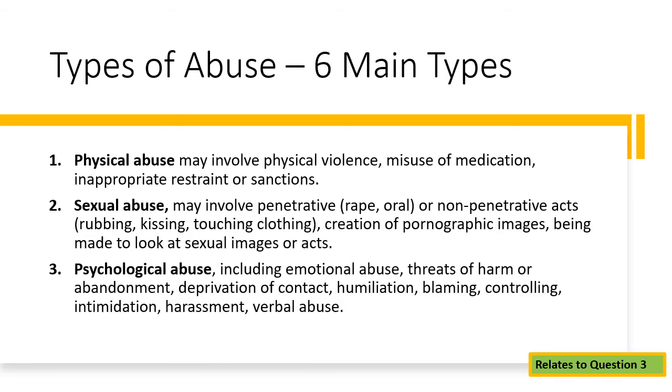So the 6 main types. So number 1 is physical abuse, and this may involve physical violence, misuse of medication, inappropriate restraint or sanctions. Sexual abuse, so this may involve penetrative rape or oral or non-penetrative acts, rubbing, kissing, touching clothing. Creation of pornographic images, being made to look at sexual images or acts. Psychological abuse, including emotional abuse, threats of harm or abandonment, deprivation of contact, humiliation, blaming, controlling, intimidation, harassment, and verbal abuse.